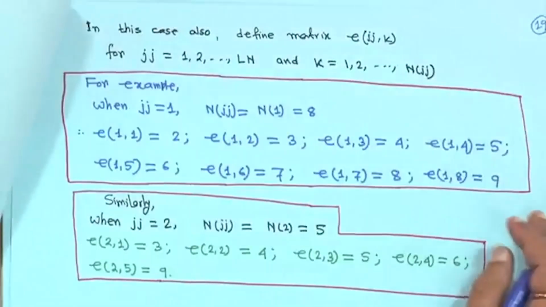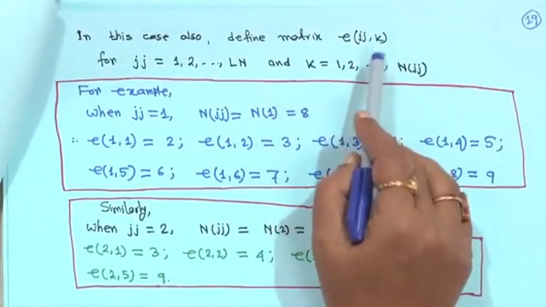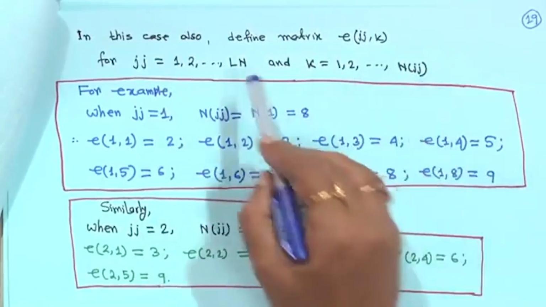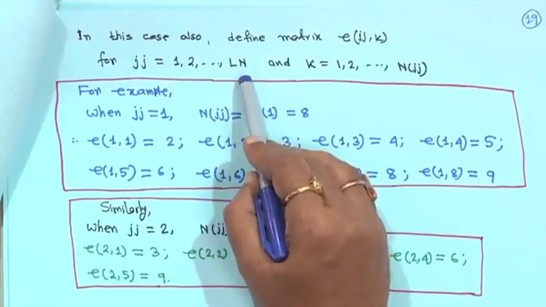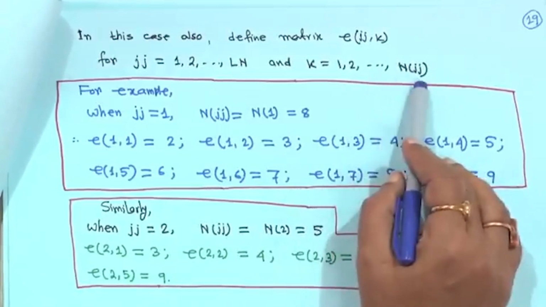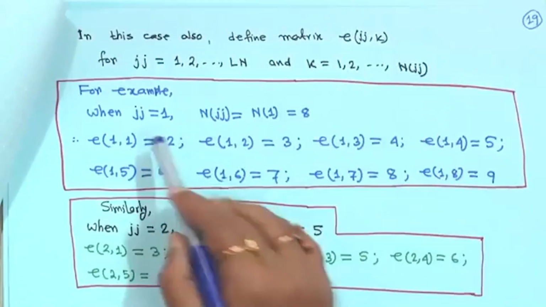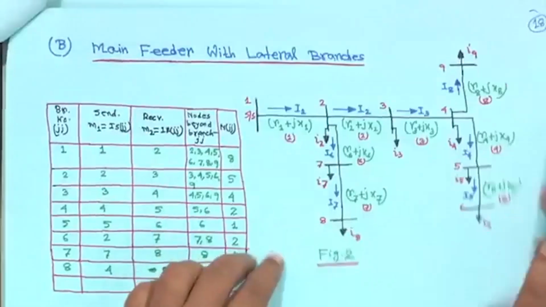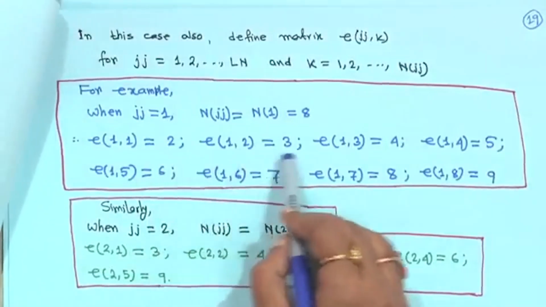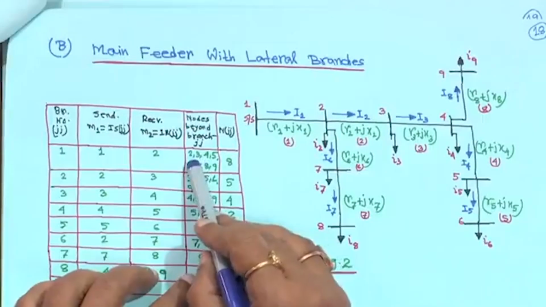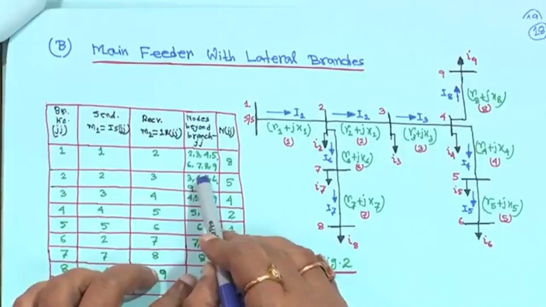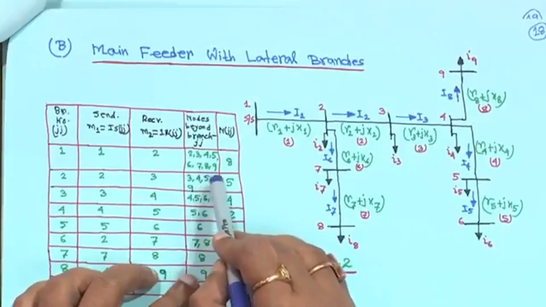For example, in this case also define matrix EJJK, right, for Jj is equal to 1 to Ln and k is equal to 1 to Njj. In this case, Ln is equal to 8, because 9 nodes are there. So, the number of branches is 8, and k is equal to 1 to Njj. That means, for each Jj equal to 1, 2, and so on, you have to see. For example, when Jj is equal to 1, Njj is equal to N1, which is equal to 8, right, and that means your E11, E12 matrix up to E18. So, E112, E123, E134, E145, E156, E167, E178 and E189.